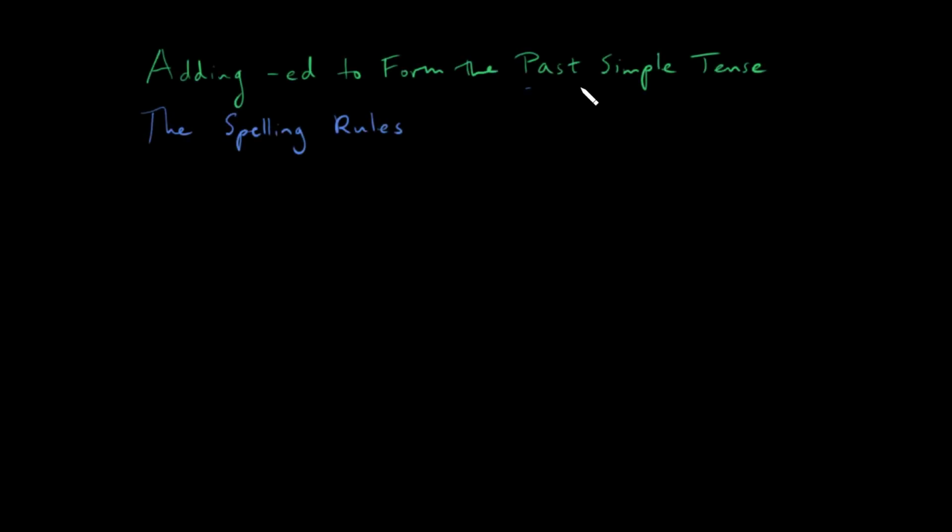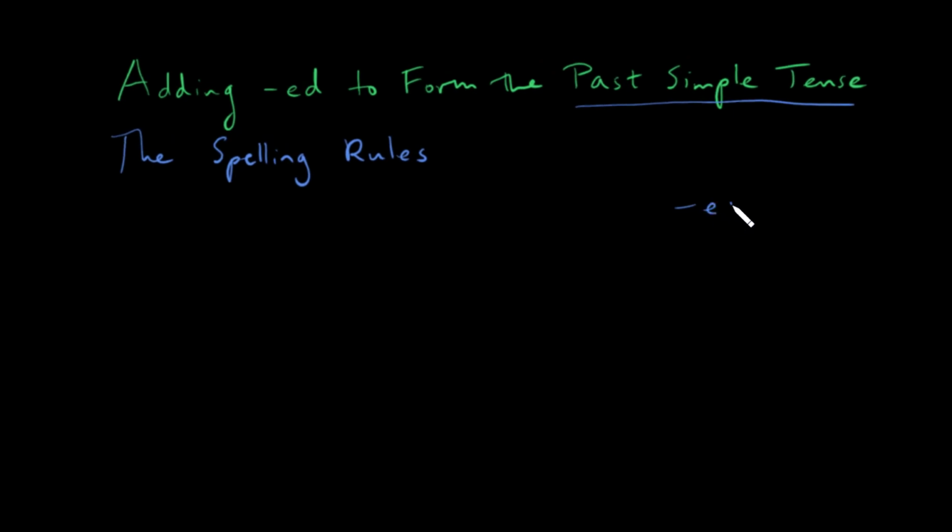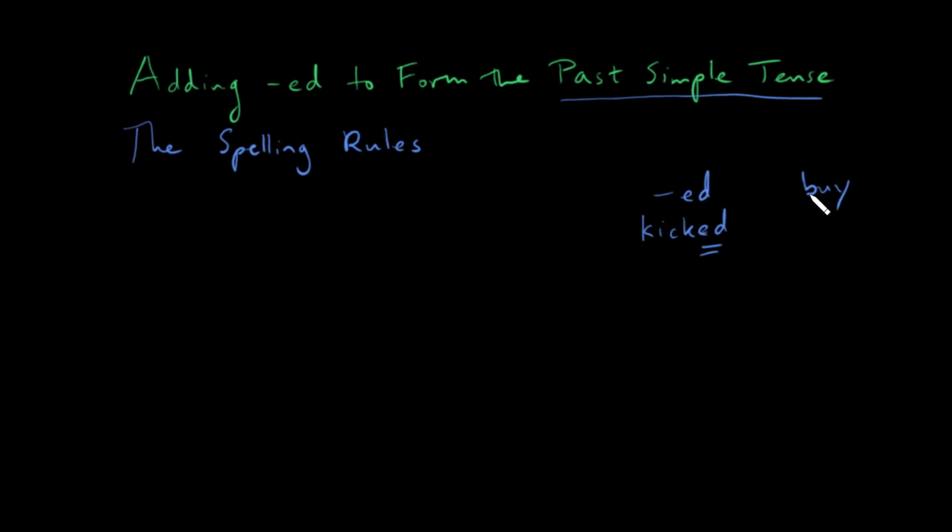When we form the past simple tense in English, we tend to just add an -ed ending to regular verbs. So we might say, for instance, I kick, and that becomes kicked, right? So the -ed ending is added at the end. This is in contrast to irregular verbs, where you simply have to memorize the ending or the change.